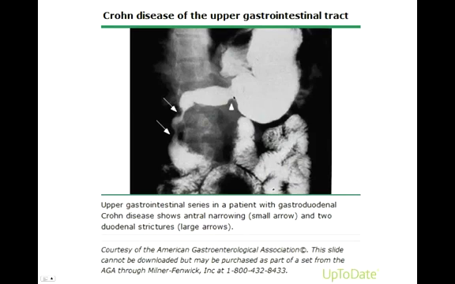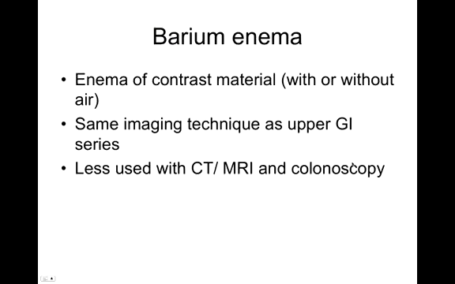This is the stomach with an antral narrowing, and then there are two duodenal strictures, and the small intestine doesn't look completely normal as well. So again, this is in Crohn's disease, what you would see with an upper GI.